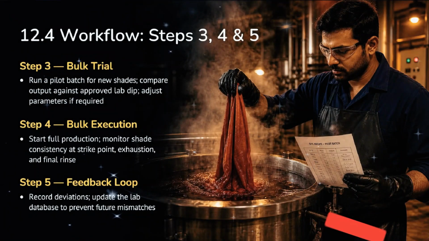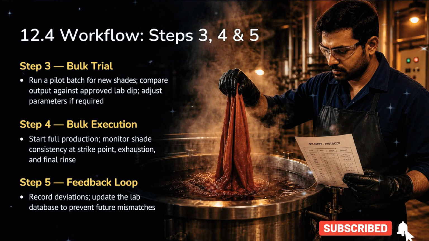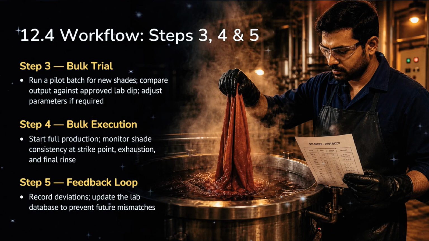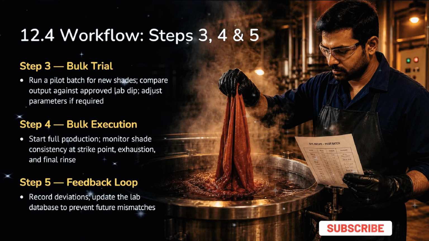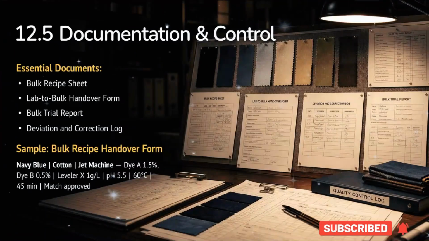The process continues with Step 3, running a pilot bulk trial to test the recipe. Step 4 is the full execution, monitoring shade consistency throughout the dyeing process. Finally, Step 5 closes the loop by recording any deviations to update the lab database for future accuracy.